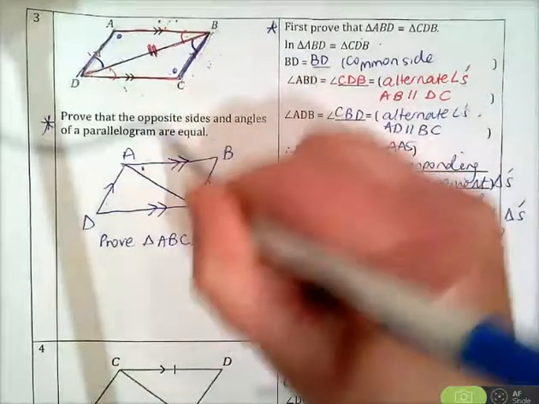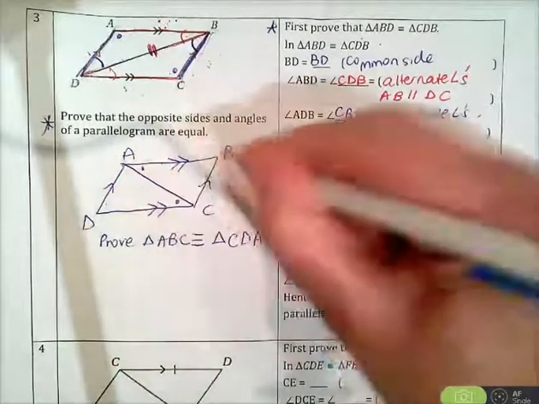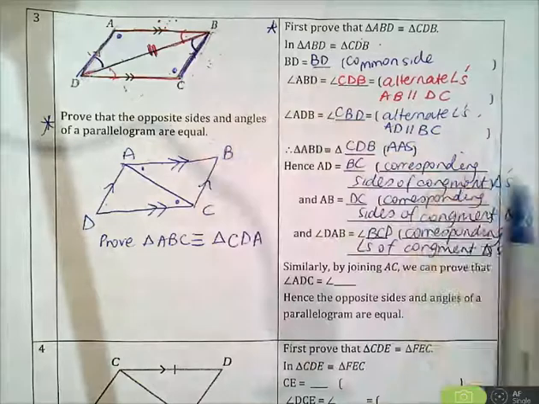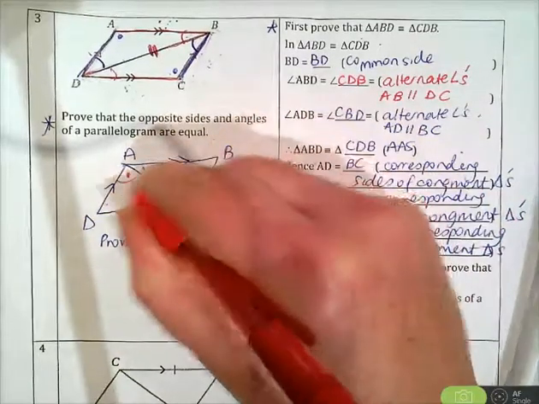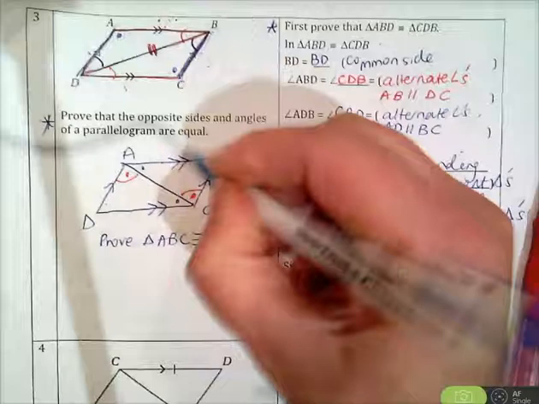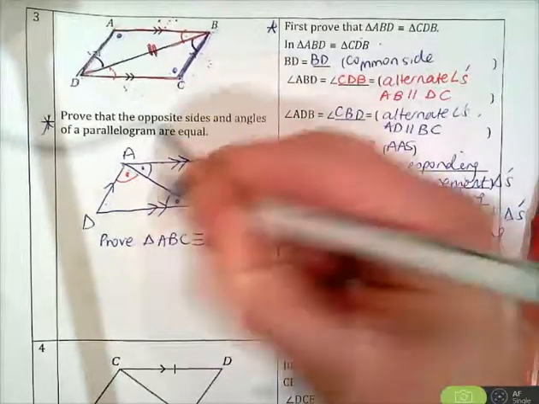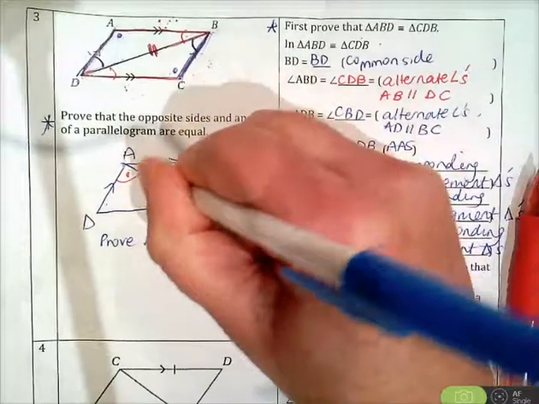You would have alternate angles here. You would also have alternate angles there, which I'll do in red. So alternate there, we've got a backward Z here, alternate there. And again, we've got the common side.